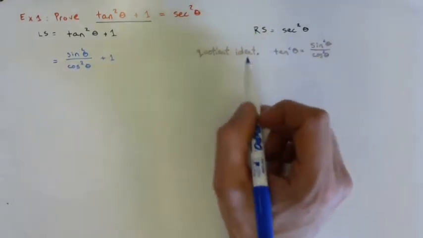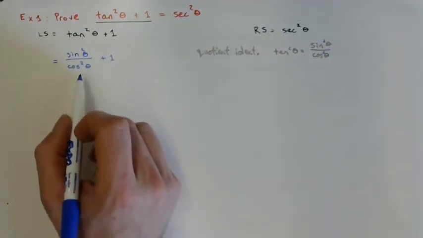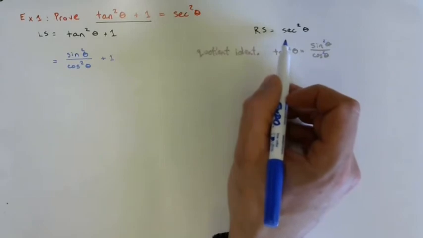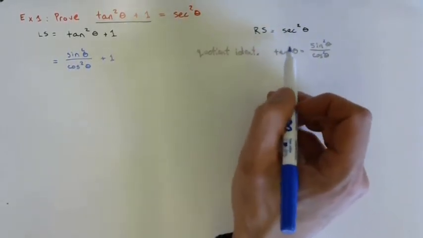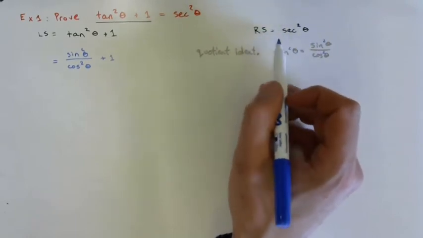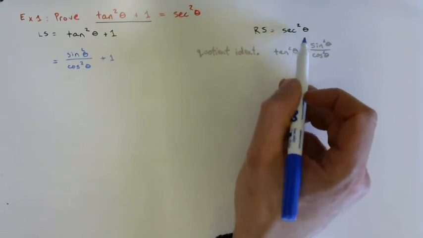I don't need to write anything on the right-hand side. I'm just working on the left-hand side, and I'm trying to make it look like this thing. I already have secant theta. I should be thinking about what secant is. Its reciprocal is cosine of theta, right? So cos squared of theta I should have by the end.